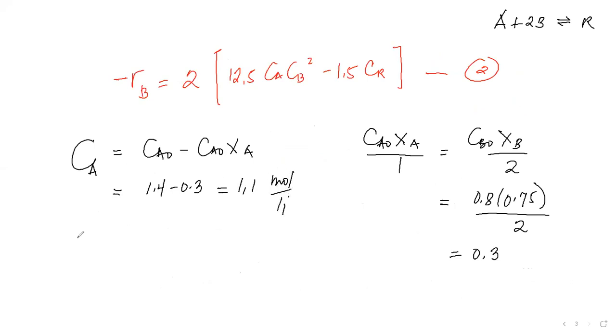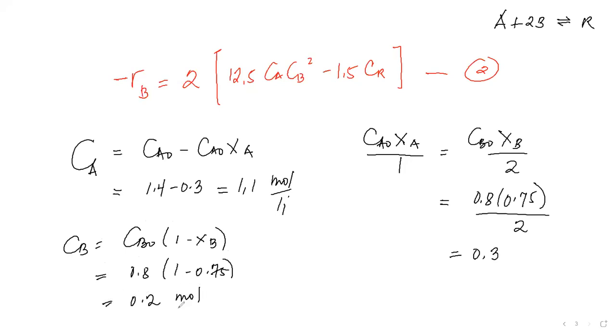You do the same with C sub B. C sub B is CBO times 1 minus XB. Your CBO in this case is 0.8, and we multiply that by 1 minus 0.75 or 0.25, so that would be 0.2 mole per liter. So 1/4 of this is 0.2. Now I have the C sub A already and the C sub B that leaves the reactor.